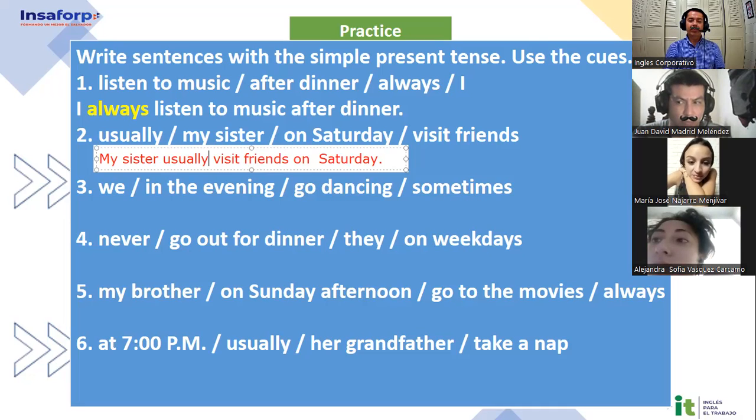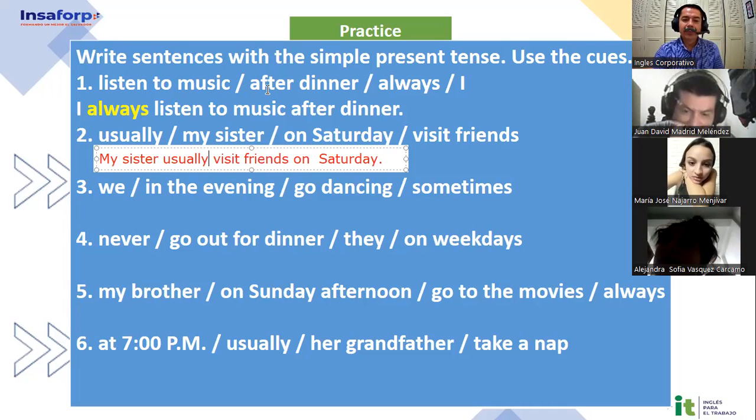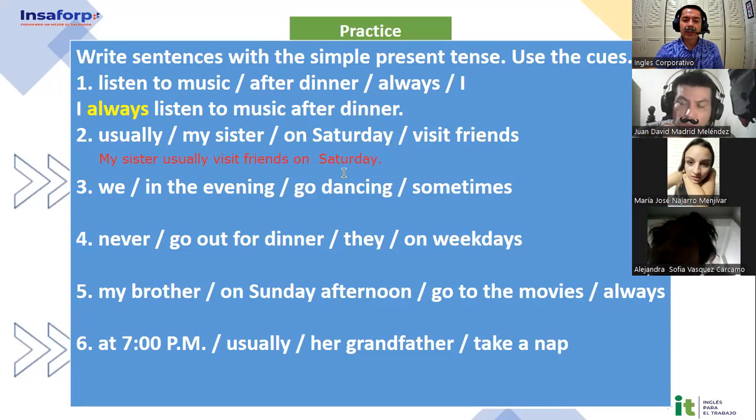We sometimes. No. I mean, number two, is that correct? Or is there something missing? ¿O le hace falta algo? My sister used to visit friends. Creo que está correcto. Dice que no puede ver la pantalla.